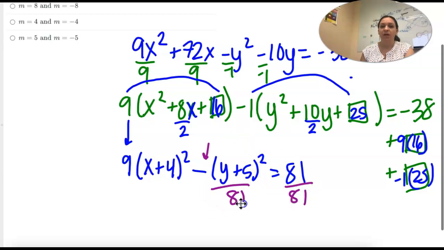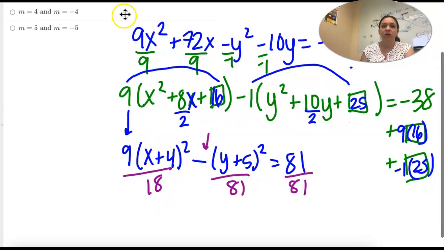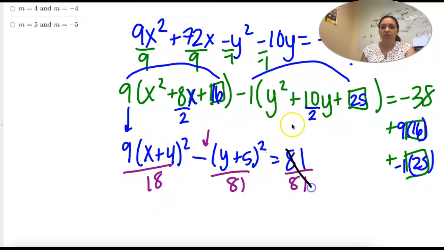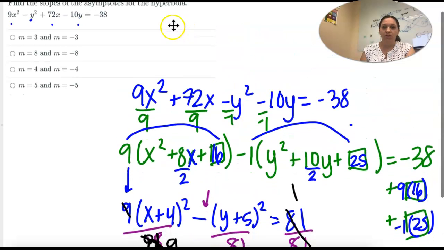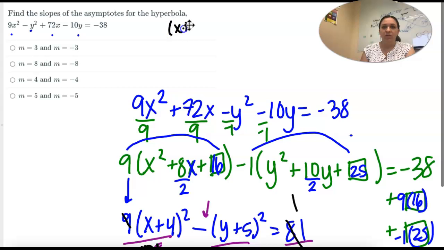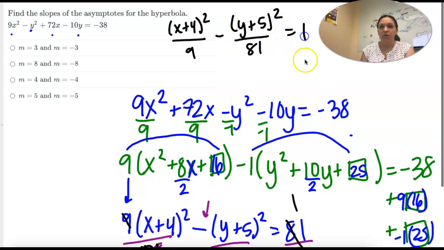Okay, so we're going to divide by 81 all the way through. The only thing that changes is that's a 1, and that is now 81 over 9. So our standard form is x plus 4 squared over 9 minus y plus 5 squared over 81 equals 1. This is standard form. We want the slopes.